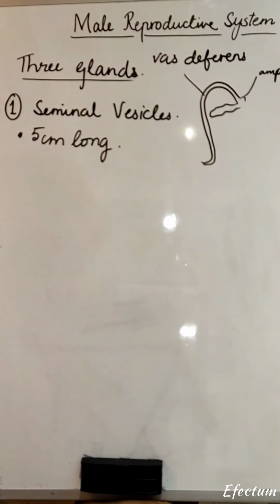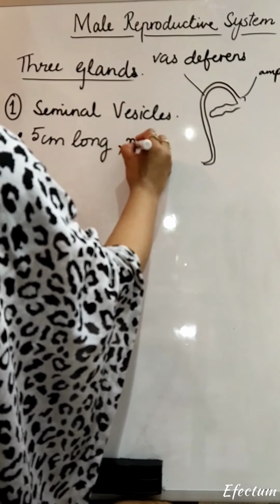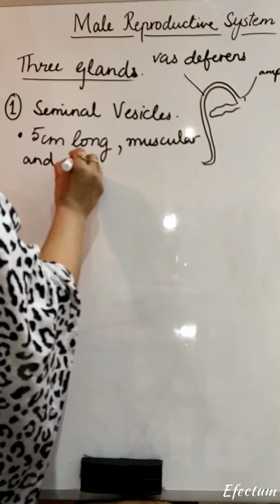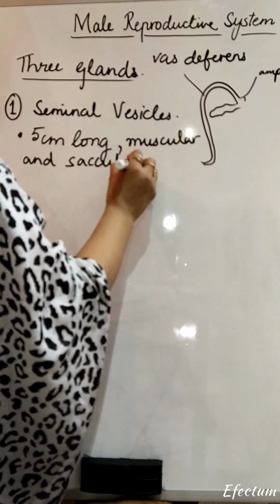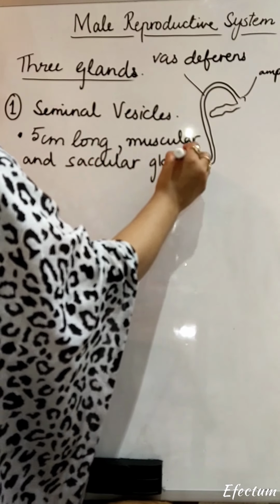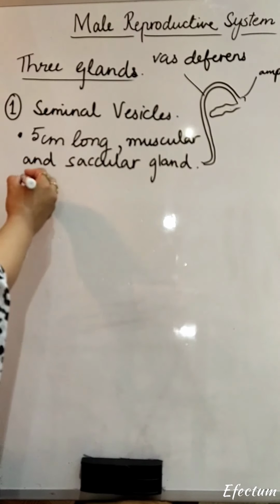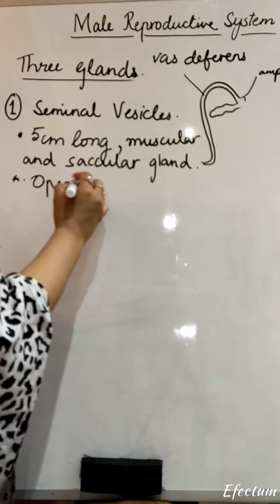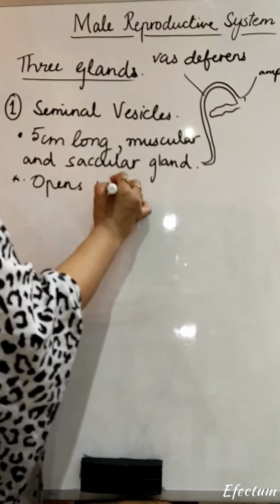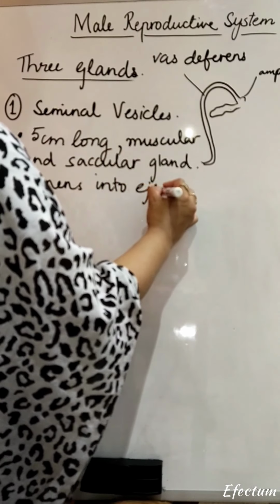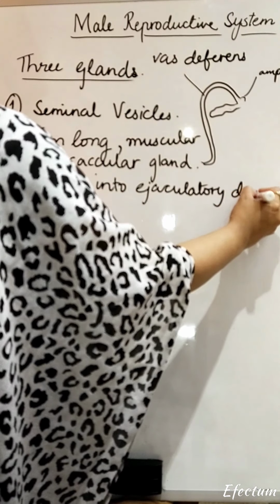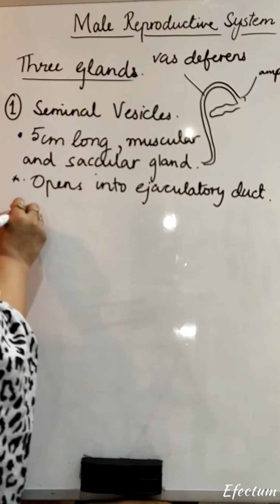They are muscular and saccular glands. This gland opens into the ejaculatory duct. And what is its secretion?